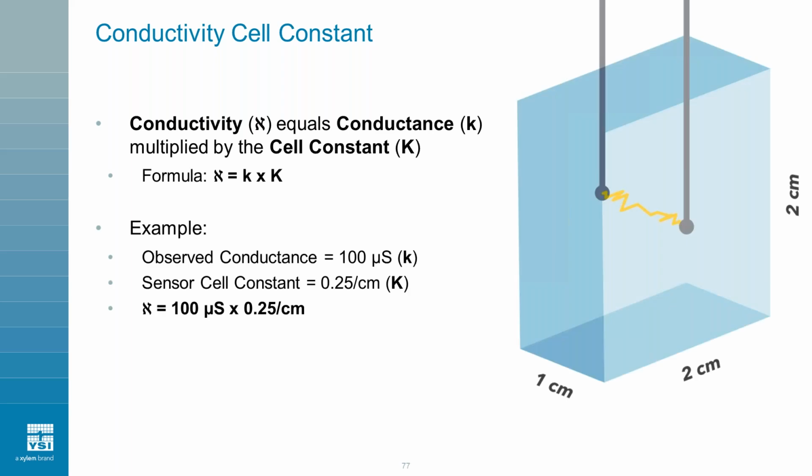So let's look at an example sensor from a previous slide. This sensor measures 100 microsiemens with its conductivity cell. Remember, this sensor's cell constant is 0.25. So using the calculation, we can determine the actual conductivity value that is being measured is 25 microsiemens per centimeter.